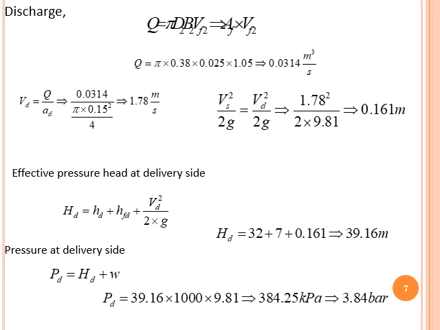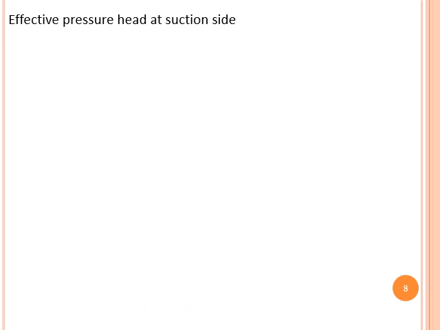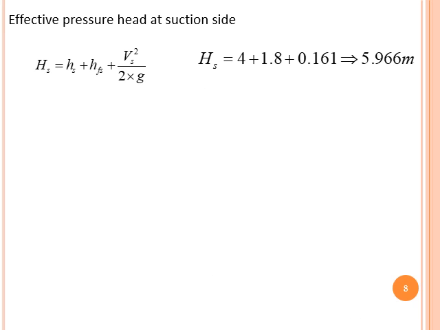In a similar manner, we calculate the pressure at the suction pipe. The effective pressure head at the suction side, Hs, is equal to the suction head plus head loss due to friction in the suction pipe plus the velocity head at the suction pipe, Vs square by 2g. The suction head is 4 meter, head loss due to friction in the suction pipe is 1.8 meter, and the velocity head is 0.161, which gives 5.966 meter.